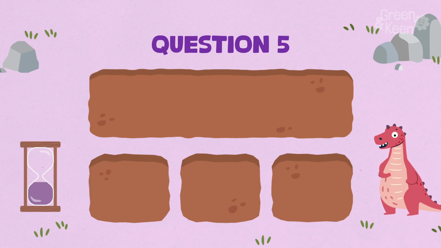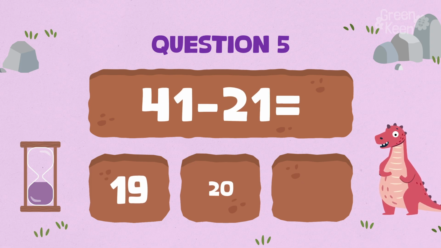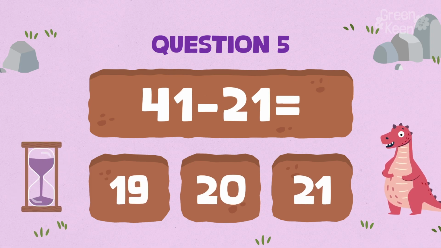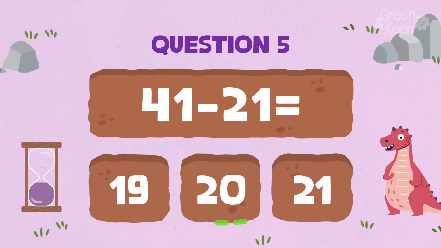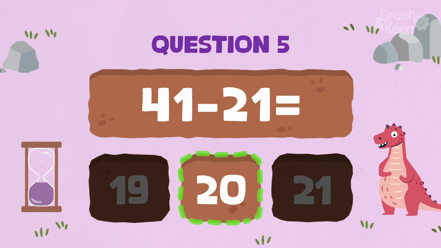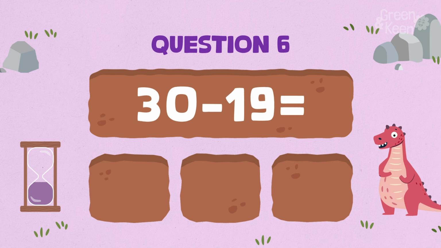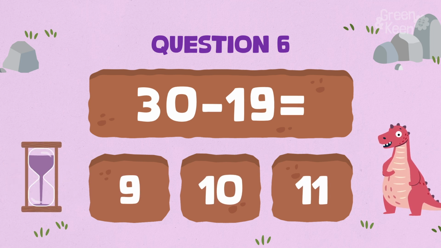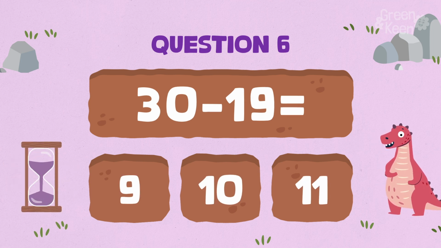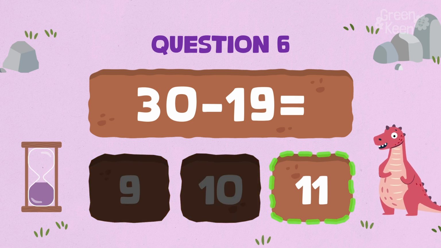Question number 5. 41 minus 21 equals... The answer is 20. Question number 6. 30 minus 19 equals... The answer is 11.